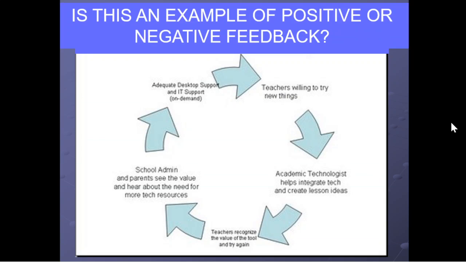Okay. Is this a positive or negative? So we have one teacher trying it, and it goes through, and more teachers try it. So answer for yourself, positive or negative.